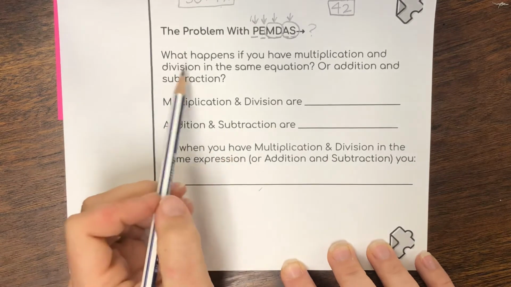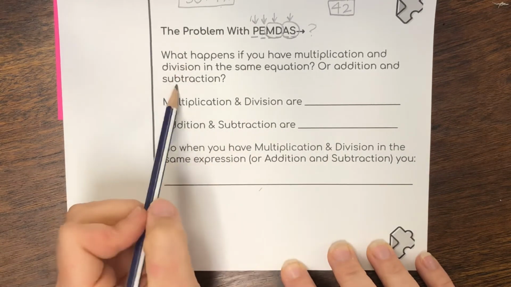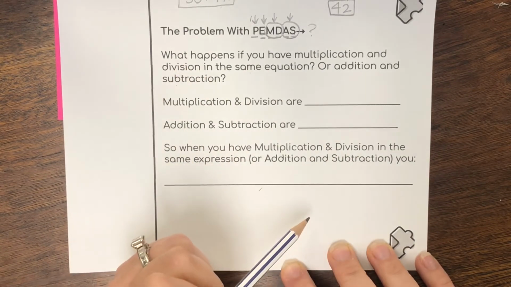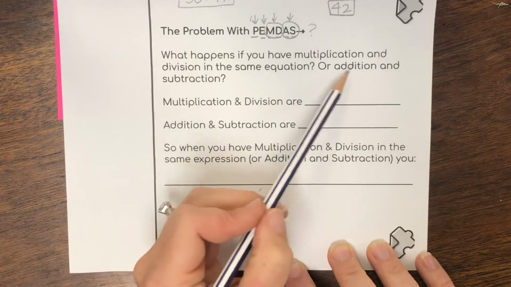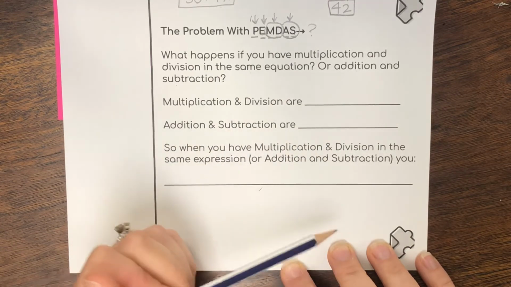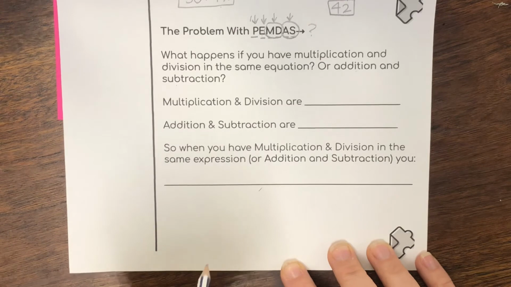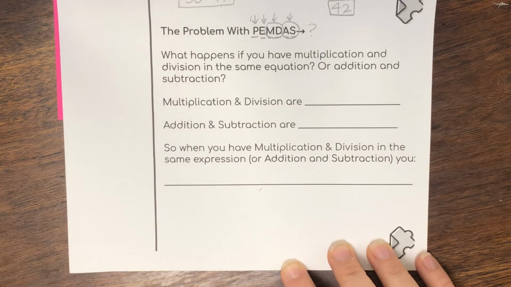So can you guys tell me what happens if you have multiplication and division in the same equation? Or if you have an equation that has addition and subtraction, which one do you do first? And it does matter most of the time. Sometimes it doesn't, but most of the time it's going to make a difference in your answer.